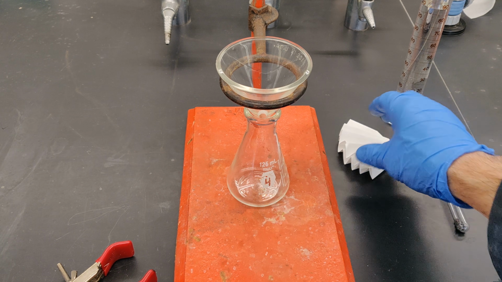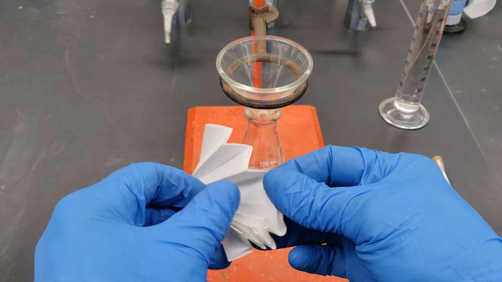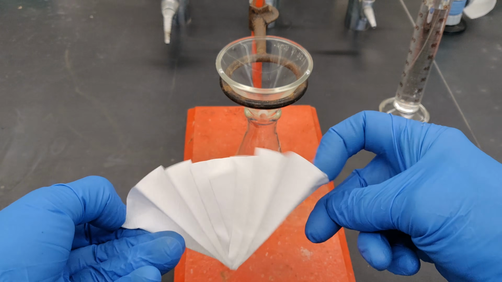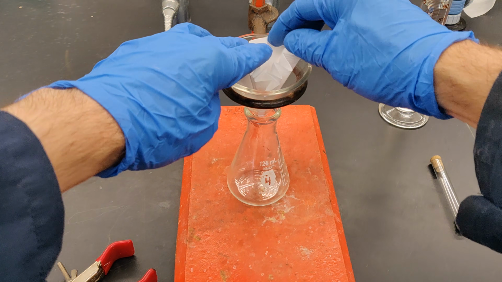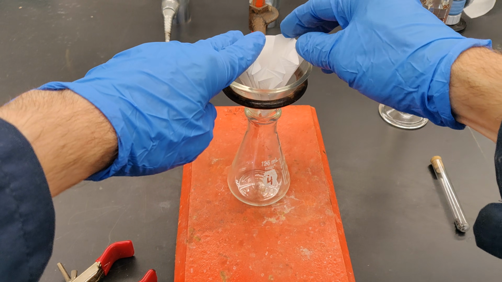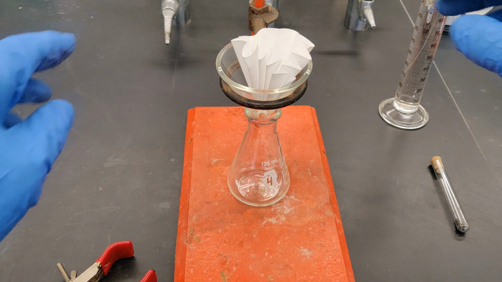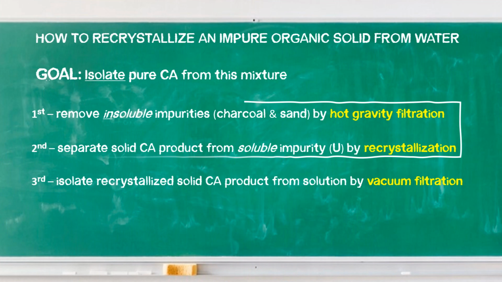Obtain a piece of commercial fluted filter paper. If none is available, your instructor will demonstrate how to make fluted filter paper. Place the filter paper in the funnel and the hot gravity filtration apparatus is now ready. Now that you've set up the apparatus for hot gravity filtration, you're ready to dissolve the organic solids in hot water, then perform a hot filtration to remove water-insoluble impurities, and then allow crystals of pure cinnamic acid to selectively recrystallize from the cooling solution.